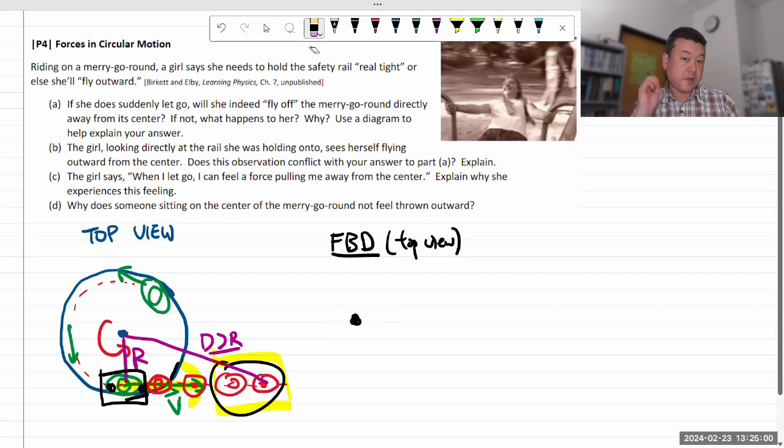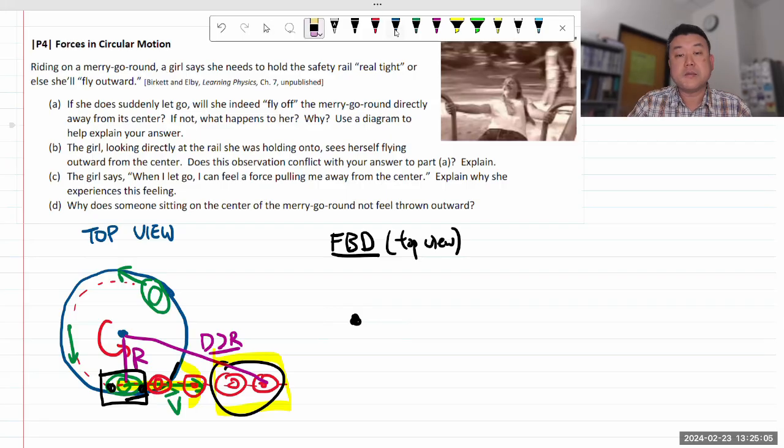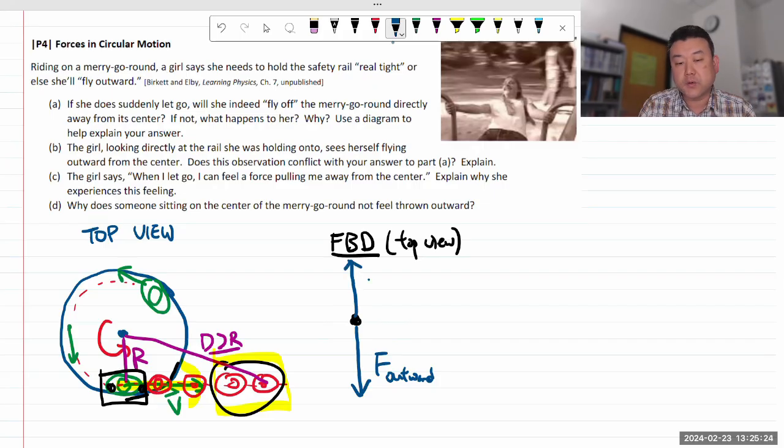So this is the question. What this statement says is when I let go, I can feel a force pulling me away. Then she's saying that there's some kind of force pulling her away. And while she's holding onto the rails, there's an inward force. And before, she wasn't flying out because these two forces were balanced. And what she would be saying is, well, when I let go of the rail, then this is gone. And because of this remaining outward force, that's why I fly out.